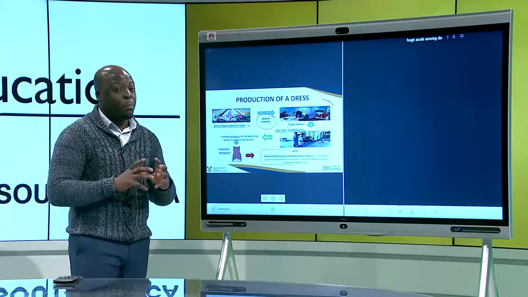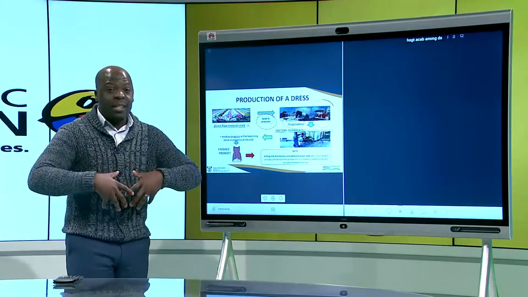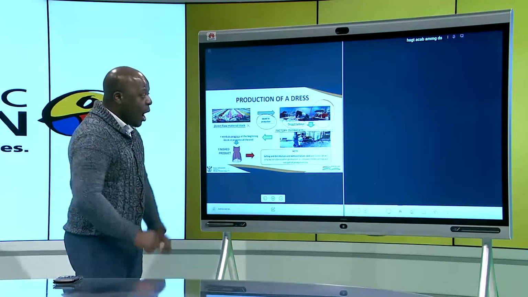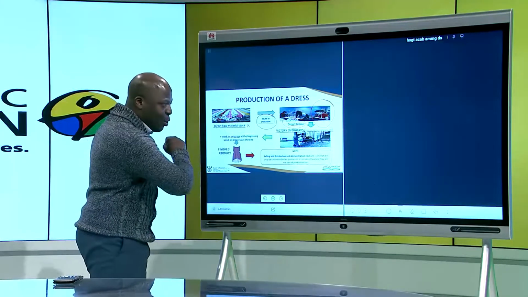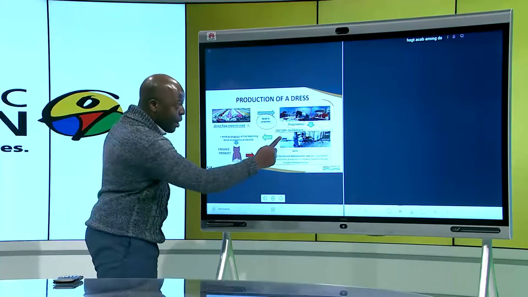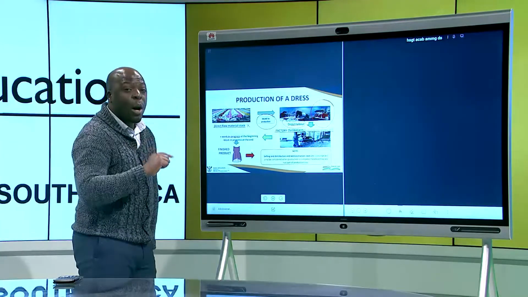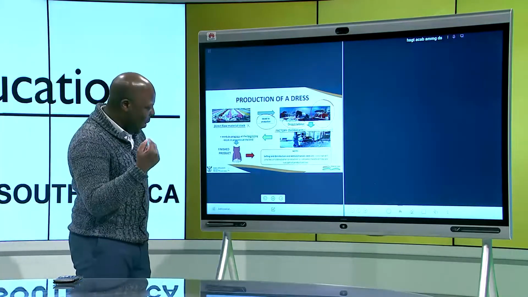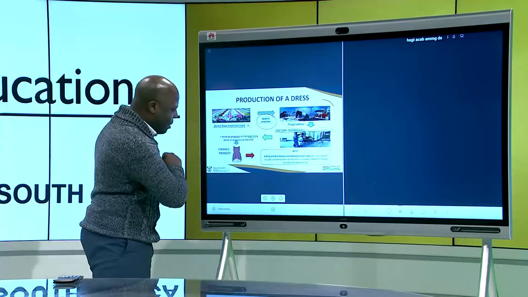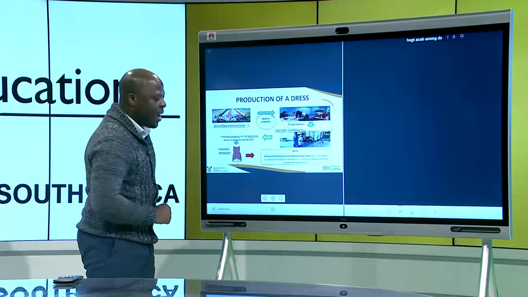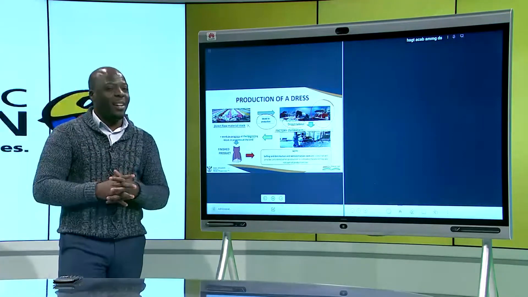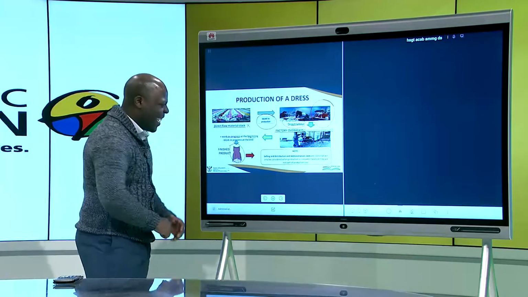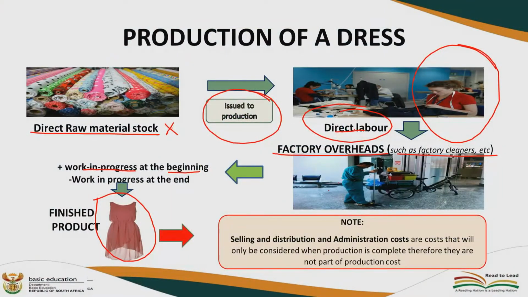All right? So work in progress or work in process, this is units which we are producing but are not yet completely finished. So remember now, we have said direct raw materials, direct labor, factory overheads. Then we remember we had work in process right at the beginning. So we add our work in process at the beginning, then we subtract work in process at the end. When all this is done, boys and girls, we will now have our beautiful finished dress. We call it now a finished product.